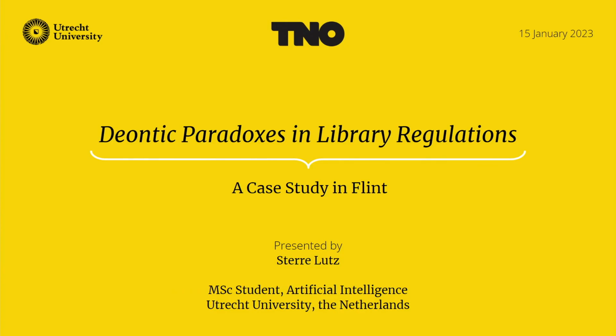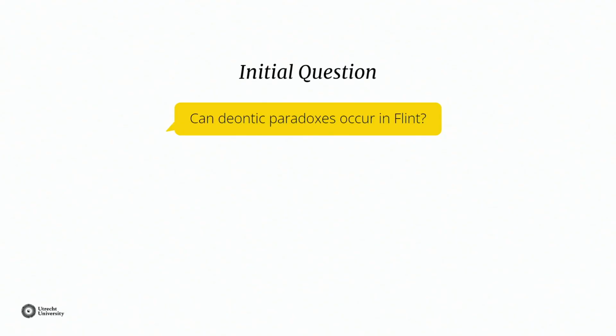I'm talking about Deontic paradoxes in library regulations, which is a case study in the language Flint. That was actually for TNO as an internship, and TNO is a research institute in the Netherlands. When I started my internship, the task I was given was to find out if Deontic paradoxes can occur in the language they developed, which is Flint. And Flint is a modeling language for norms.